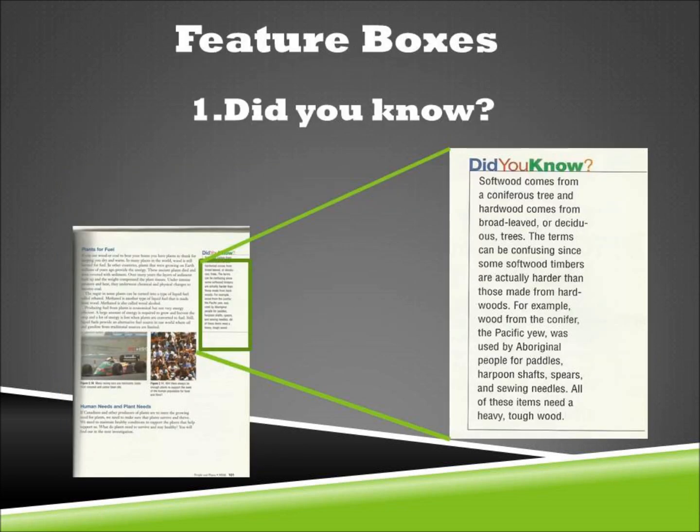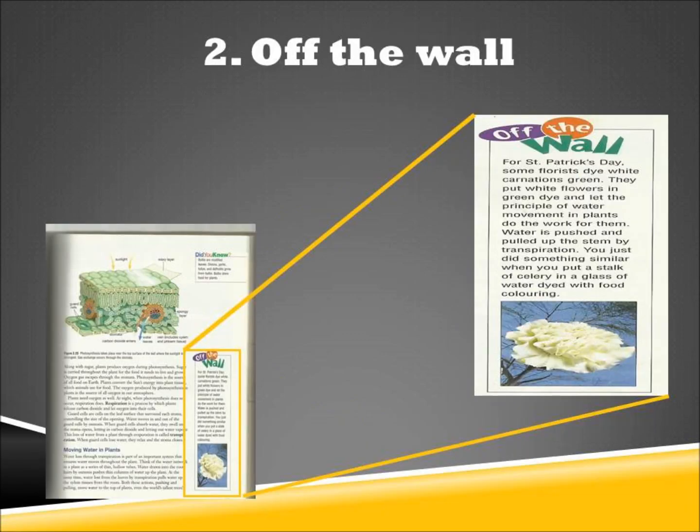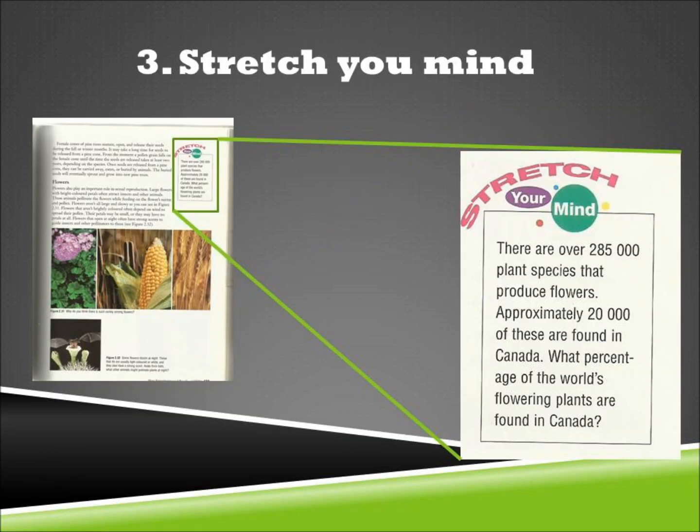Now we will take a look at the sidebar information boxes. Almost every page has one or more of these boxes, the most common being "Did you know?" These boxes provide interesting facts and information relevant to the information on that page. The second is "Off the Wall," which are cross-curriculum connections featuring some odd, unusual, intriguing facts or events relative to the content. The third is "Stretch Your Mind." These are mathematics-related activities focusing on creative problem-solving skills.